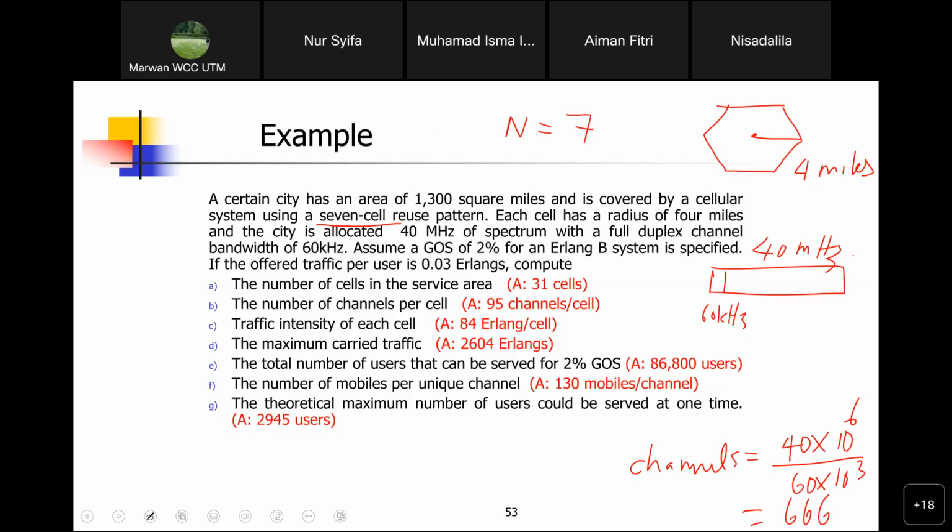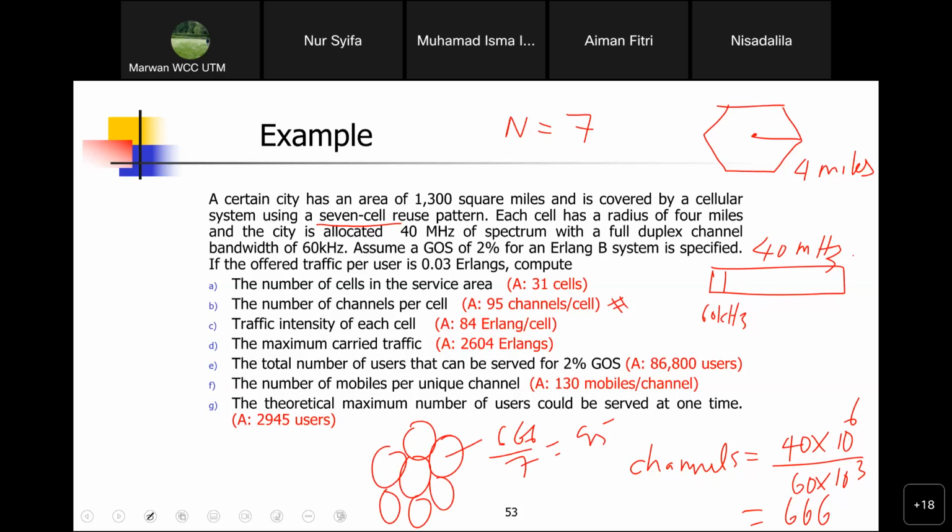How many channels in one cell? If you have 666, these 666 need to be divided into a cluster of 7. So one cell will have about 666 divided by 7, which gives you around 95. That is the answer. So you have to compute the number of channels first, then based on that, divide by the cluster size of 7, because remember, you have to duplicate the cluster after this.